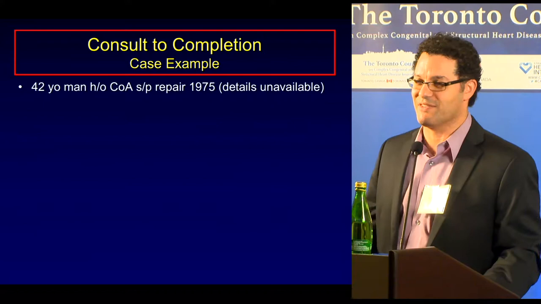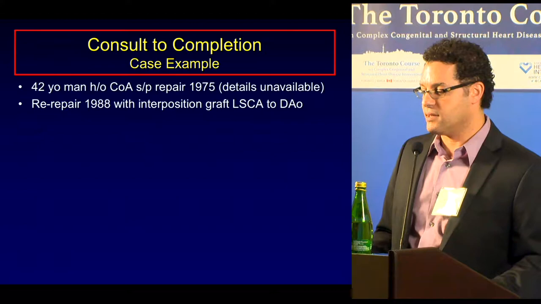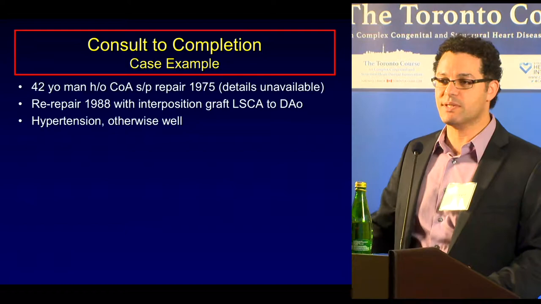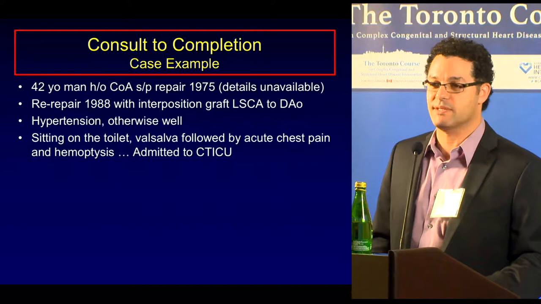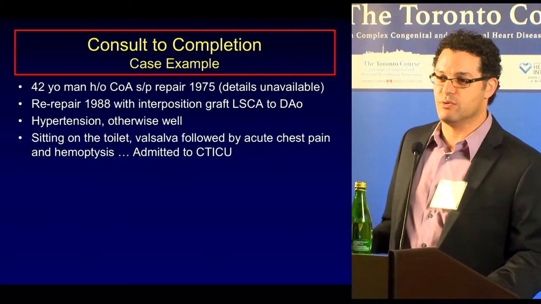Came back and had a re-repair in 1988 with an interposition graft from the left subclavian artery to the descending aorta. Had been hypertensive, otherwise well. Sitting on the toilet, you know, not always a safe thing to do. Valsalva, had acute chest pain and hemoptysis. Thankfully, he went to the hospital and was admitted to the cardiothoracic ICU, which at that point in time meant he didn't see a cardiologist for a few days.